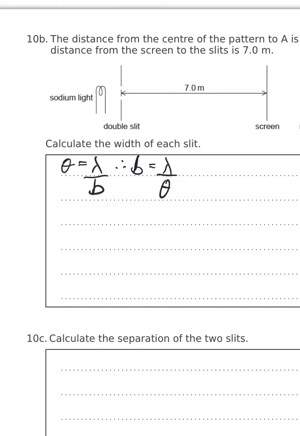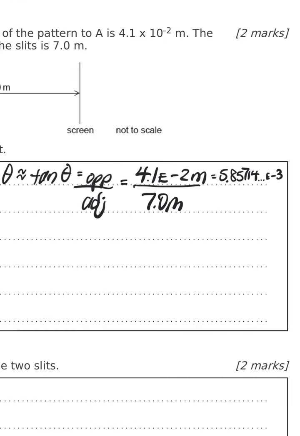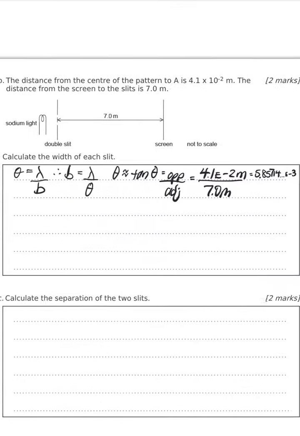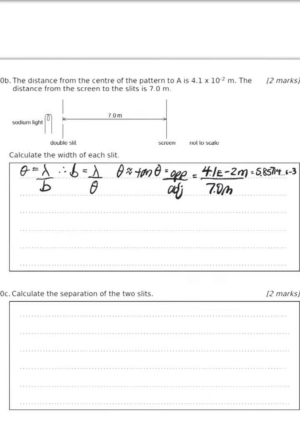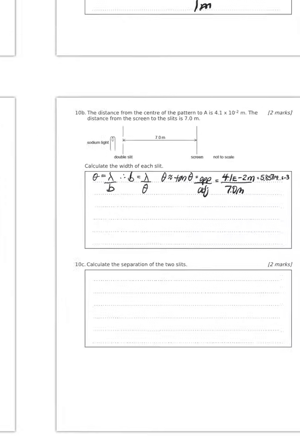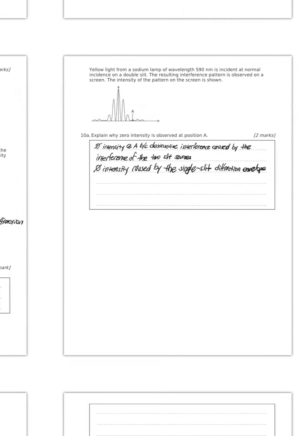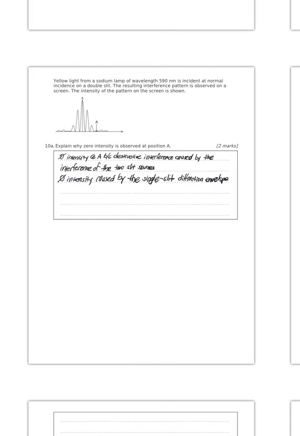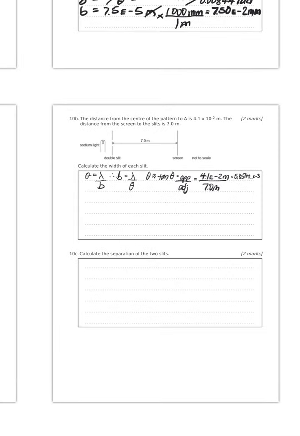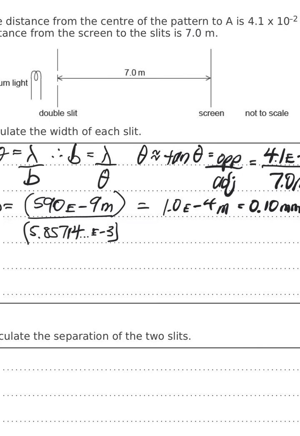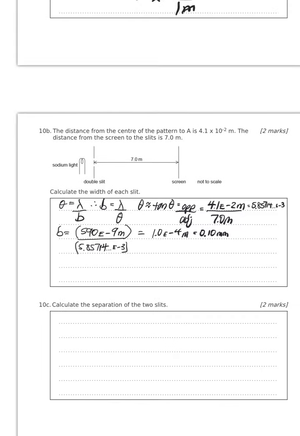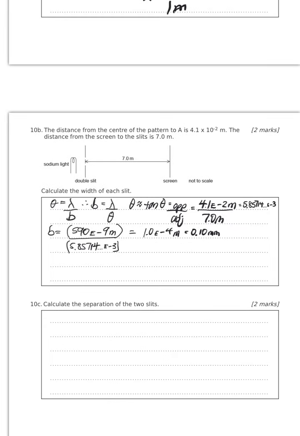And of course, for small angles, tan theta is approximately equal to theta. So we get 0.0058571429 for theta in radians. So we can use that, and then the wavelength was given somewhere, 590 nanometers. That was given in the description of the problem. And in the end, after we figure out that angle and we solve for b using the wavelength they gave us, we get 1 times 10 to the negative 4 meters, or 0.1 millimeters.